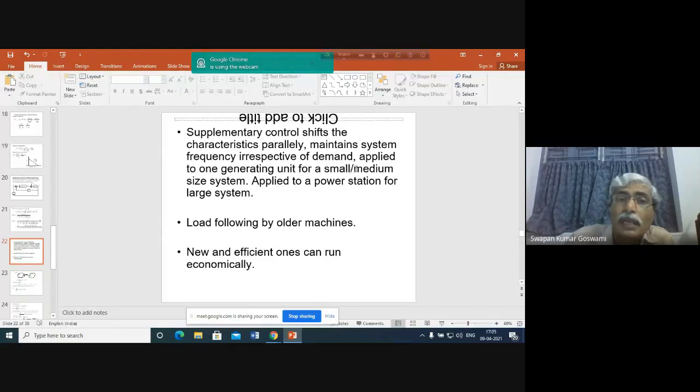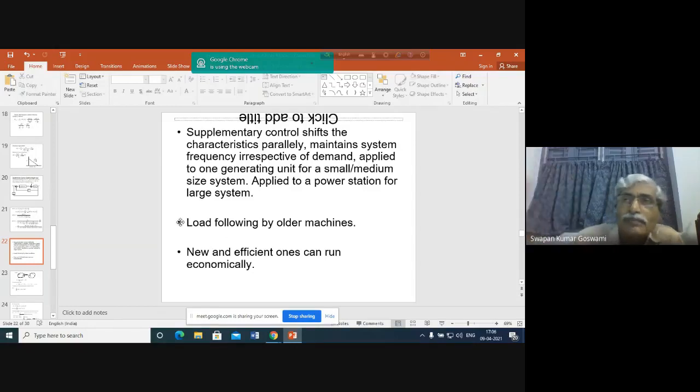Generally, it is applied to one generating unit for a small or medium-sized power system, and to a power station for a large system. For a large system, it is applied to a single power station. For a small or moderate size system, it is applied to a single generator. So this is how the frequency control is being done. Load following by older machines. Load following, basically following the load.